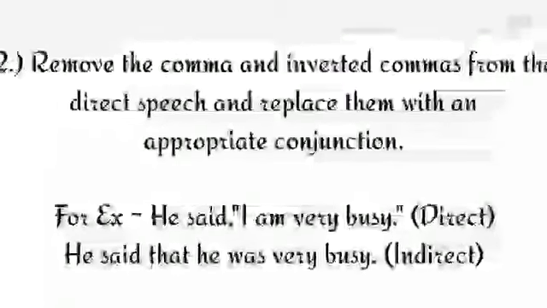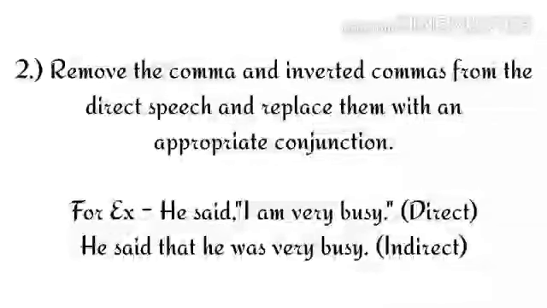Now, the next rule is, remove the inverted commas from the direct speech and replace them with an appropriate conjunction like "that," "if," etc. So you can look at the previous example. He said, "I am very busy." Here, the reported speech is separated from the reporting verb by a comma, and the reported speech is put within inverted commas. So, while transforming it into indirect speech, we remove the comma and inverted commas and put the conjunction "that." You can see the indirect form of this sentence is, he said that he was very busy. So here you can see we have removed the inverted commas and we used a conjunction to link the reported speech to the reporting verb.